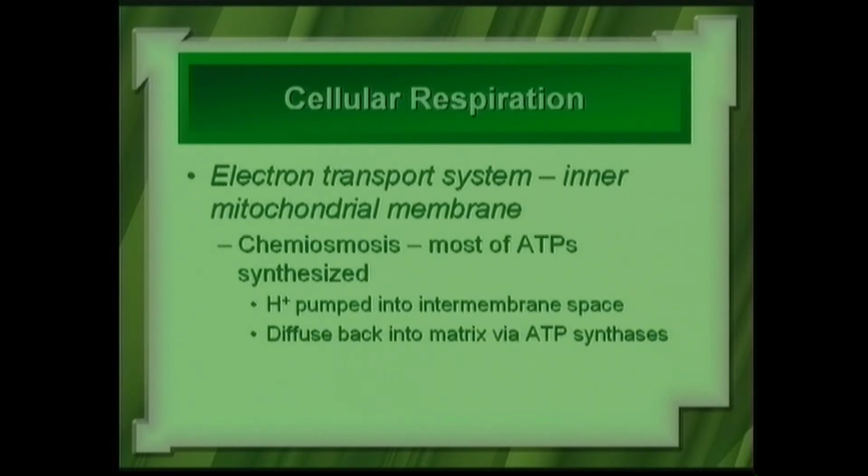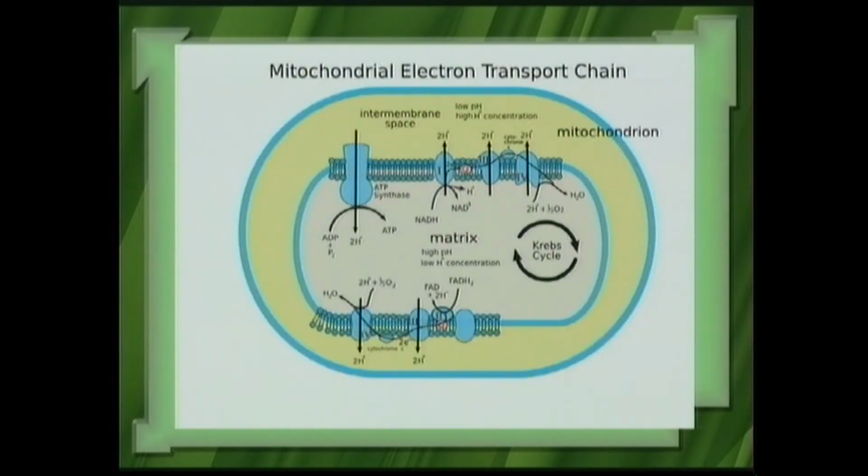Then what happens is that these hydrogen ions will diffuse back via the ATP synthase into the matrix, the innermost part of the mitochondrion. And that will generate the most ATP, a whole bunch of them, about 32 or so, a whole lot of the 36 that we end up with. Okay, so what happens during electron transport?